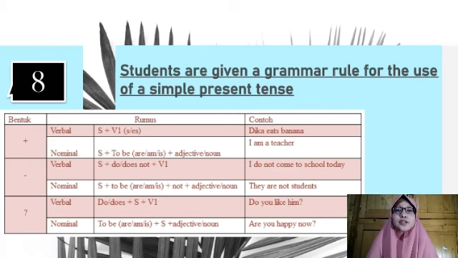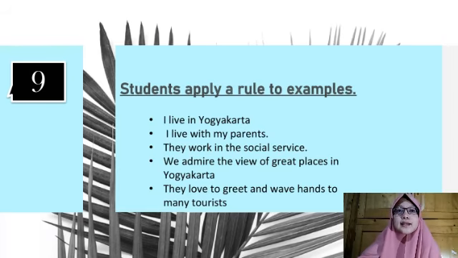The next step is the students are given a grammar rule for the use of the simple present tense. The teacher gives the formula for the grammatical rules in simple present tense. And here there is a table that shows the changes in affirmative, negative, and interrogative. The ninth step is students apply the rule to examples. After reading the rule and the examples, the students are asked to search for the simple present tense in that passage.